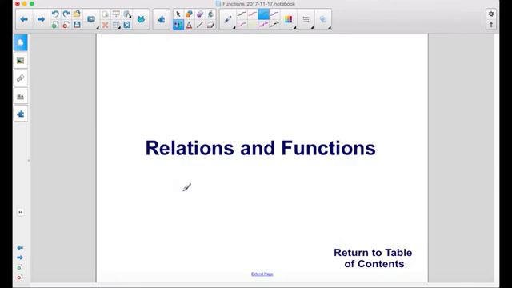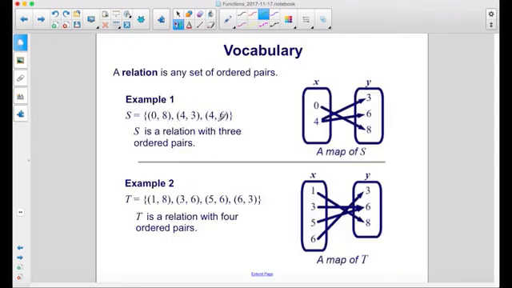Relations and functions. Let's start with some vocabulary. A relation is a set of ordered pairs. For example, in this case, S is a relation with 3 ordered pairs. You might also know these as coordinates.